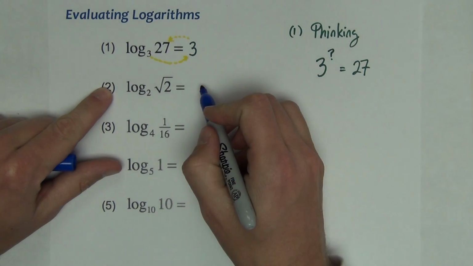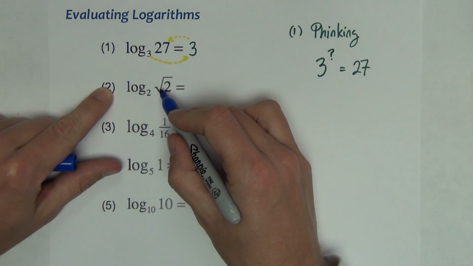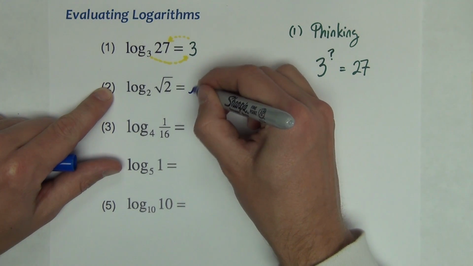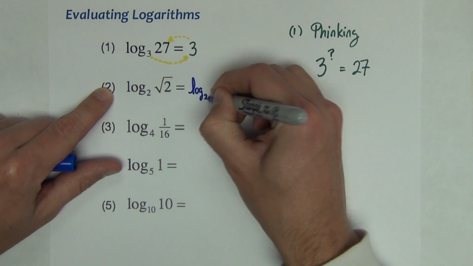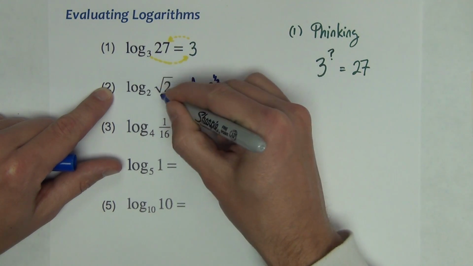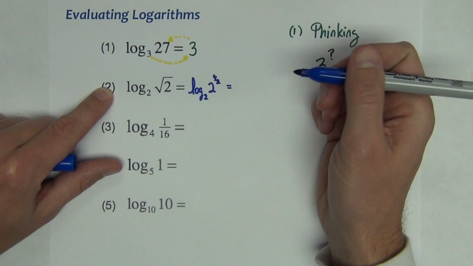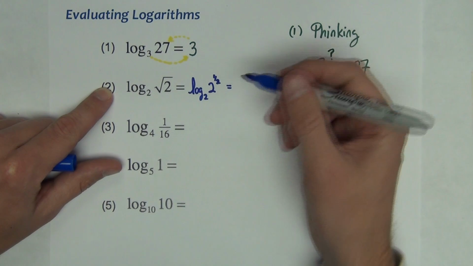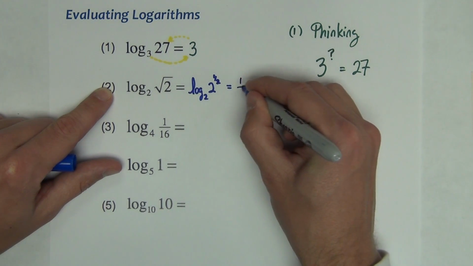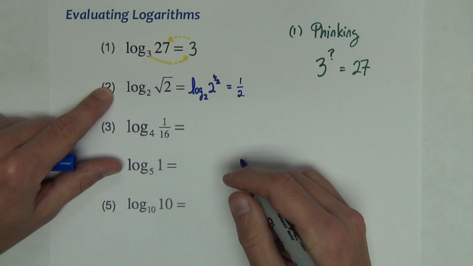Okay, so let's continue that thought process for the rest of these. 2 raised to what power is equal to the square root of 2? Now you might think to yourself that this is the same as log base 2 of 2 raised to the half power. We know that a square root is simply a 1/2 power, and if I see it like that, well then it's quite obvious. 2 raised to what is 2 to the half, and the answer is 1/2.